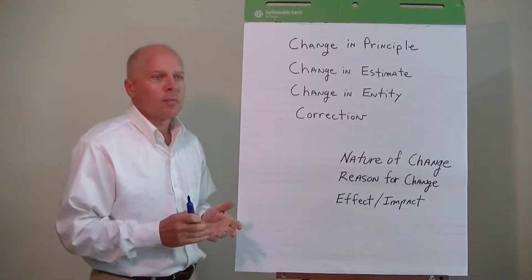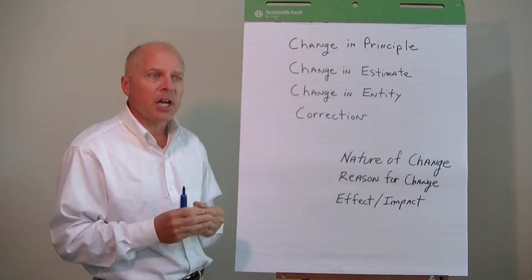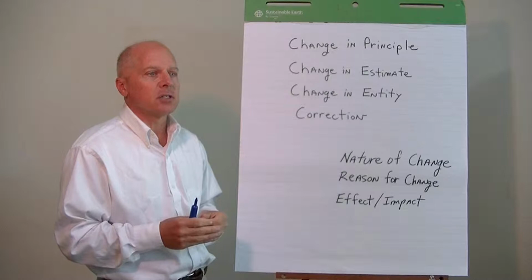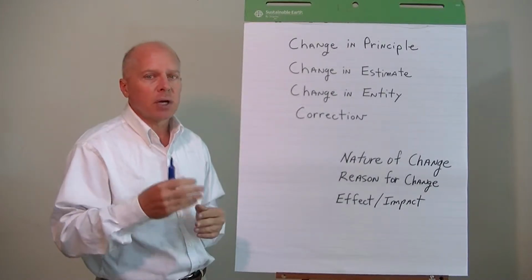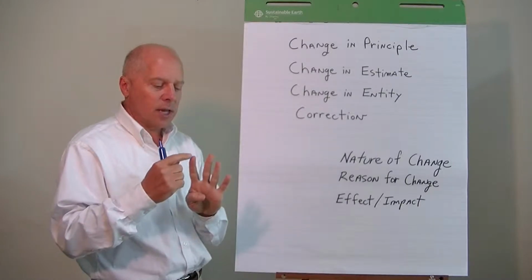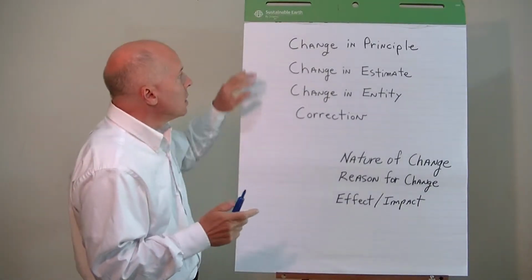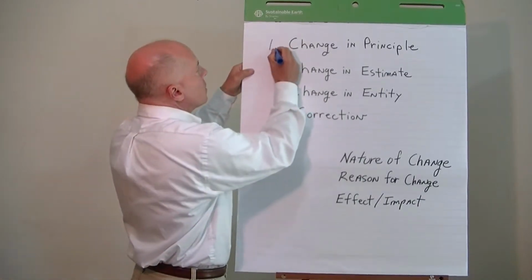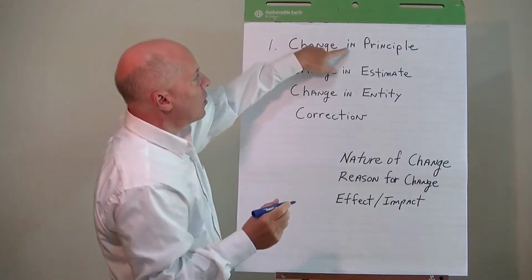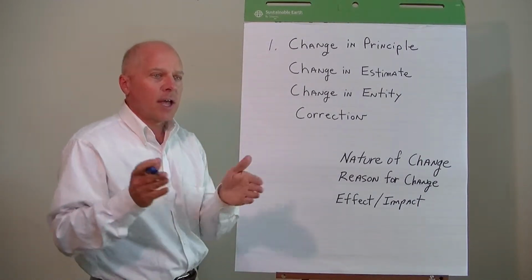So in this lesson and in the next lesson, we're going to cover something called accounting for changes, because these changes sometimes come up. And you can kind of categorize accounting for changes into 4 buckets or 4 categories. One is change in accounting principle, which involves the fact that we have an accounting principle.